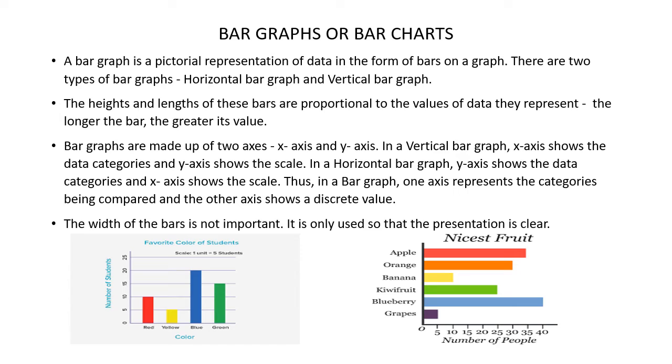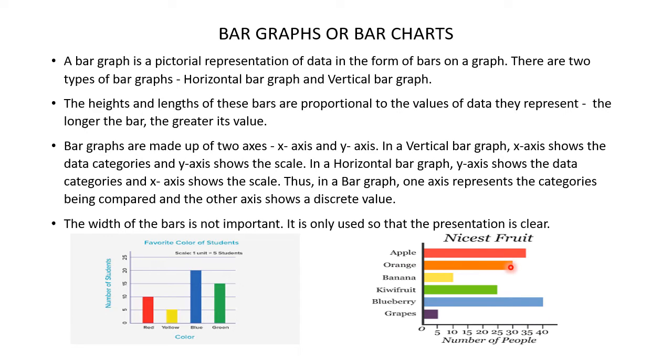Now look at this horizontal bar graph. Here, this horizontal bar graph is regarding the nicest fruit. The different fruits are plotted along the y-axis and the number of people who like those fruits are plotted along the x-axis. So the number of people who like apples is 35. Now here, since the scale is not given, the values that are plotted on the x-axis give us directly the number of people.